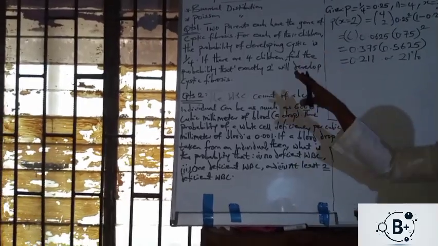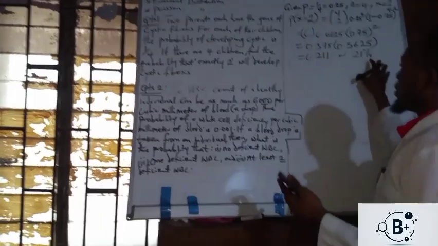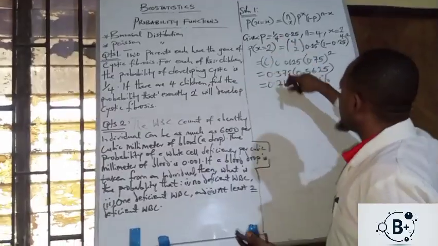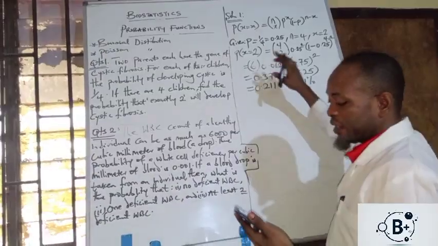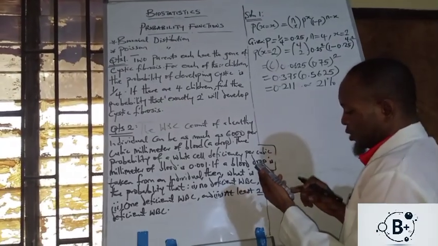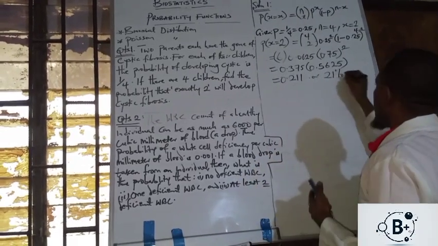You want to know the percentage here, because sometimes the answer may not be in this unit. It may be in fraction form, it may be in decimal, it may be in percentage. So whatever you want, you can just convert it accordingly, and you write your answer down. So this one will be 21% approximately.